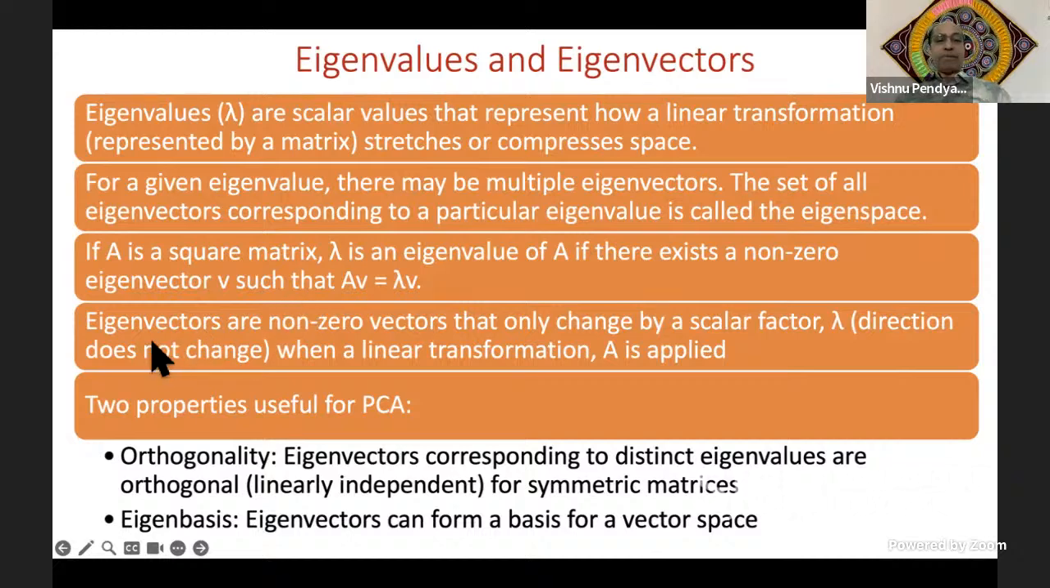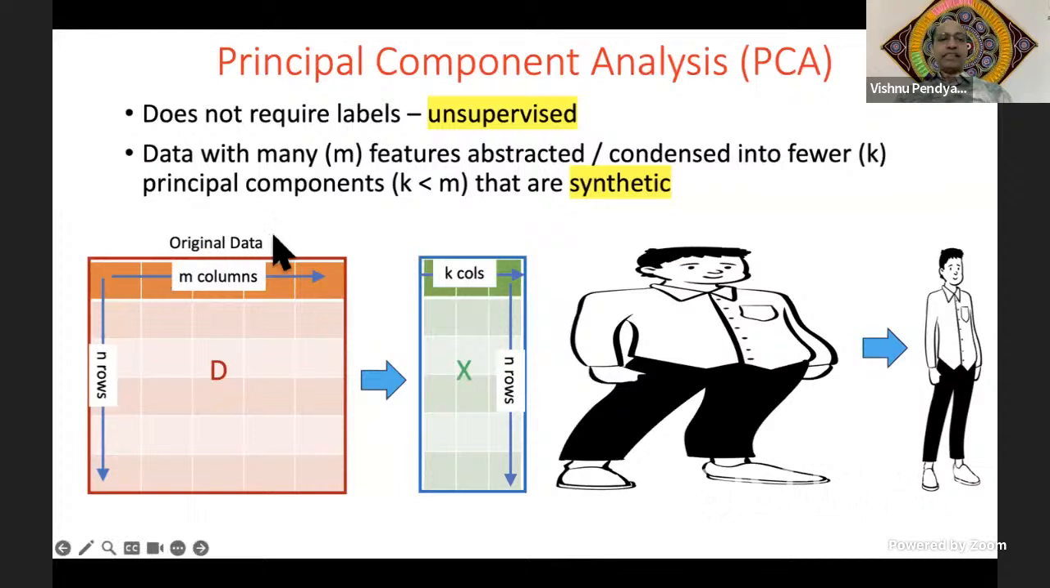And the second property is eigenbases. Eigenvectors can form a basis for a vector space because they are orthogonal. They can create a new vector space, right? That is exactly what we want. We want to transform the feature space into this new vector space. The k columns, you remember the k columns in our very first slide. These k columns should be entirely independent of each other. So orthogonality comes in there. And we also want them to be, what was the second property?